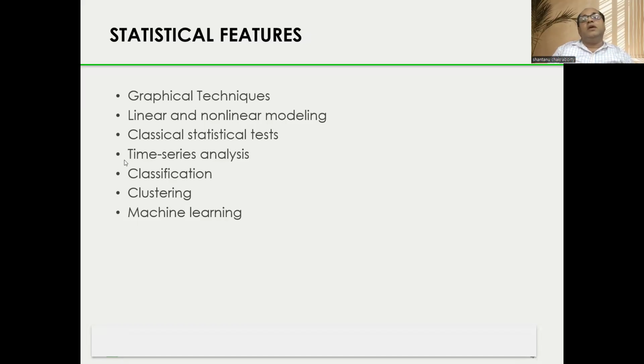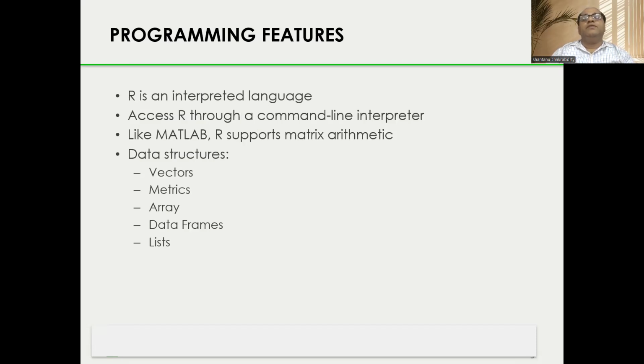These are some of the special features in R programming. For example, it is used for graphical techniques, linear and non-linear modeling, and time series analysis, which can be performed with R programming. Machine learning algorithms for classification and clustering can be executed on the R programming platform. Parametric and non-parametric tests can be performed in R programming. R programming supports linear and non-linear modeling of data. So these are the features of R.